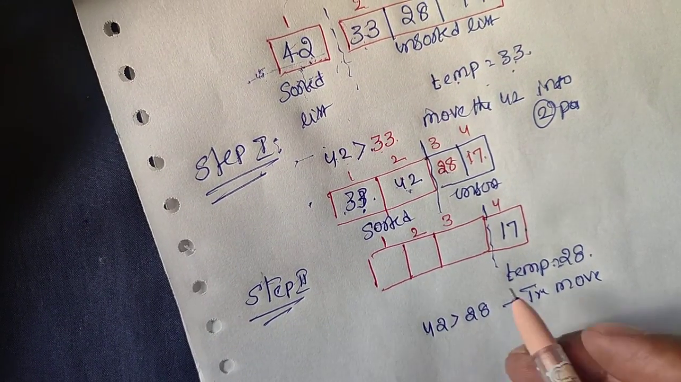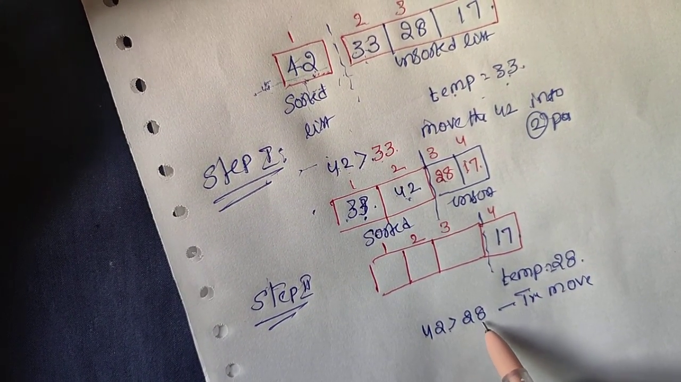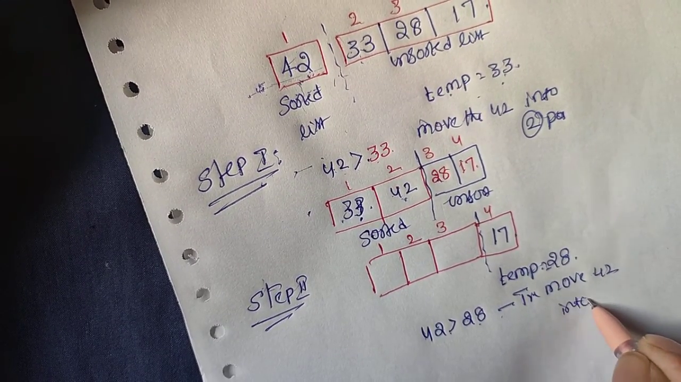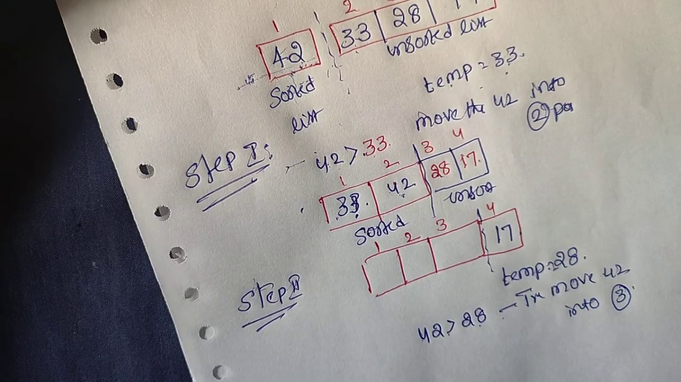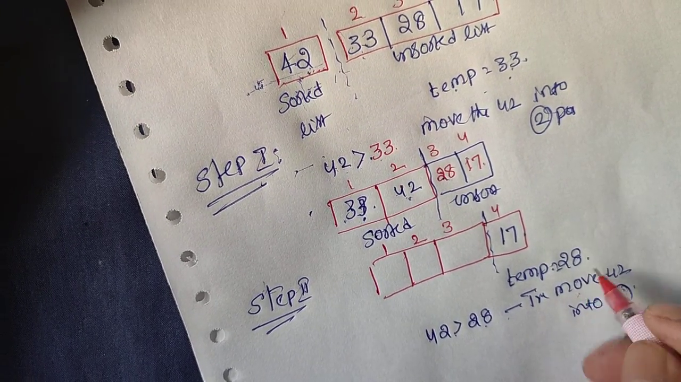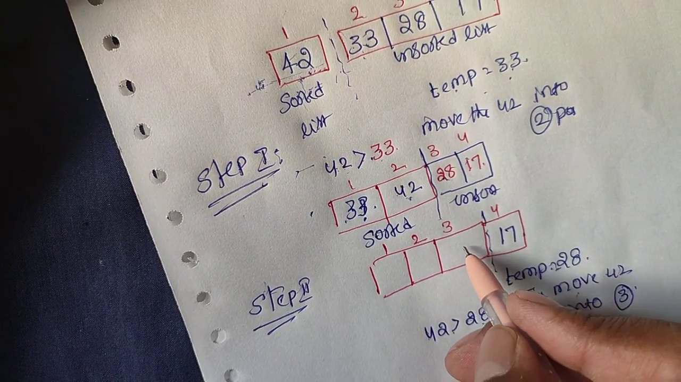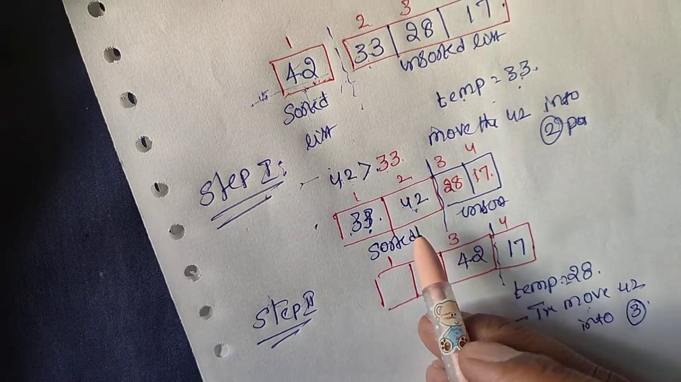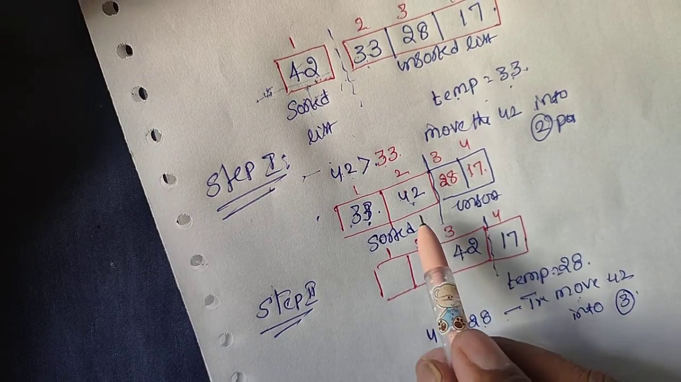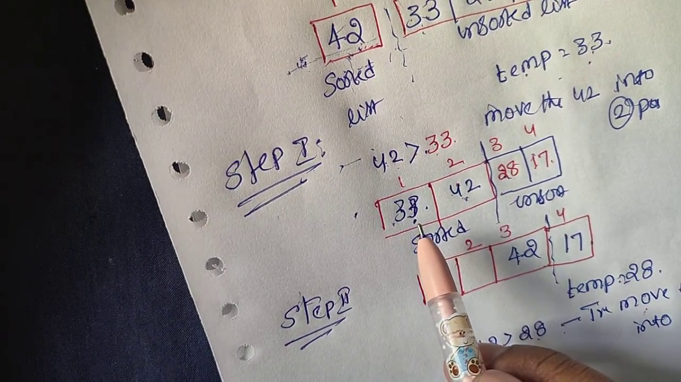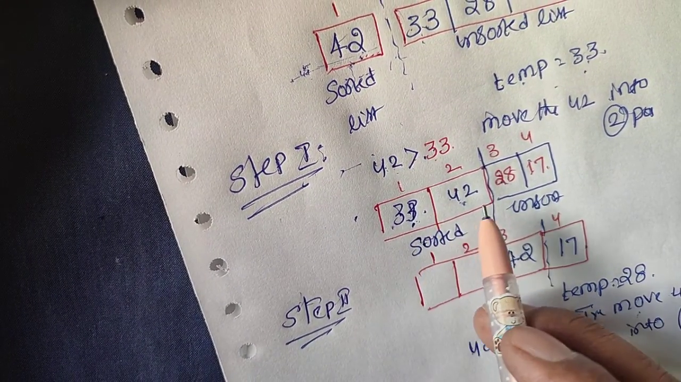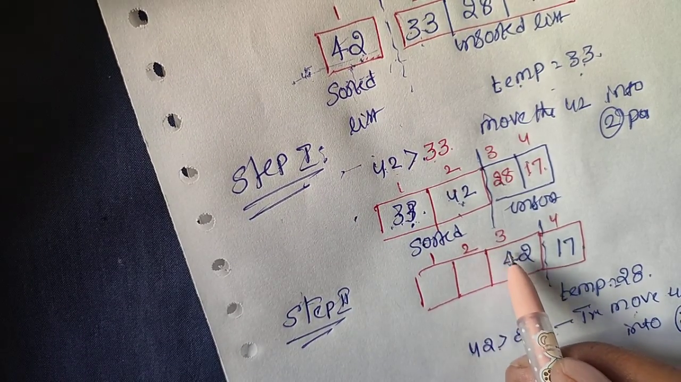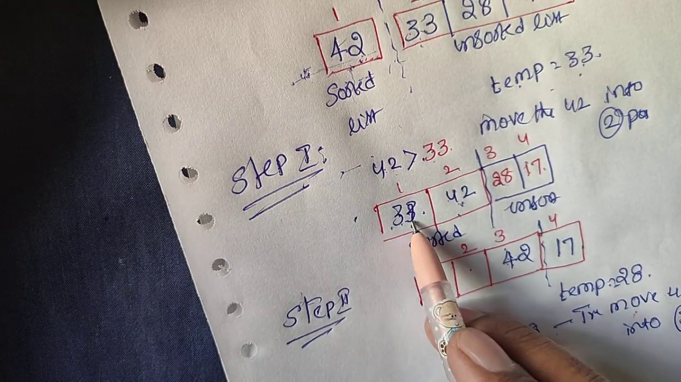Now 42 is greater than 28, so move 42 into the third position. Moving means inserting. That means the third position will contain 42. But our 28 must also be compared with one more value, which must be compared from right to left. So 42 will be moved to the next location.